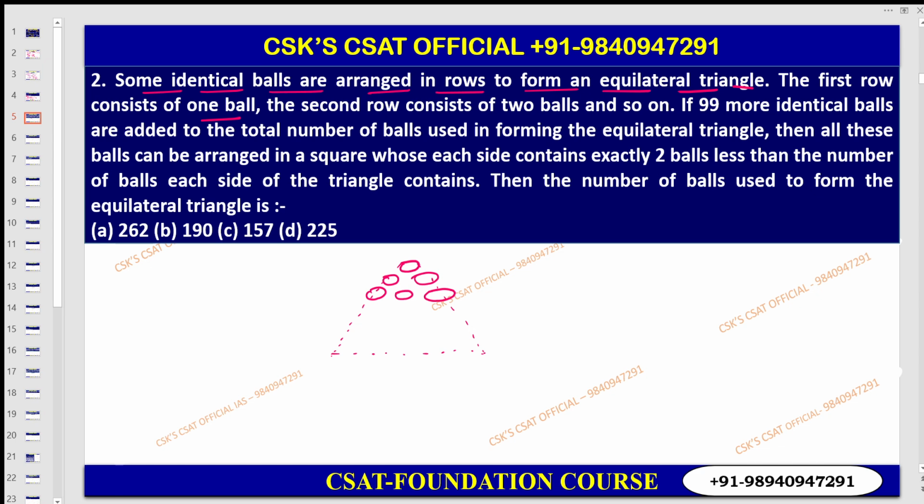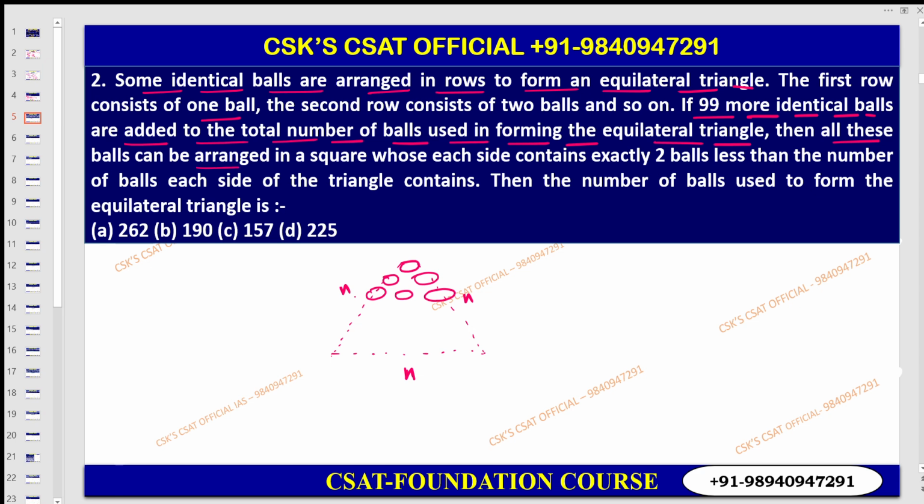So now we don't know how many rows there are. Let us take n rows. Since it is an equilateral triangle, all the sides contain n. Next, if 99 more identical balls are added to the total number of balls used in forming the equilateral triangle, then the total number of balls is the summation of this much plus 99. What would happen here?